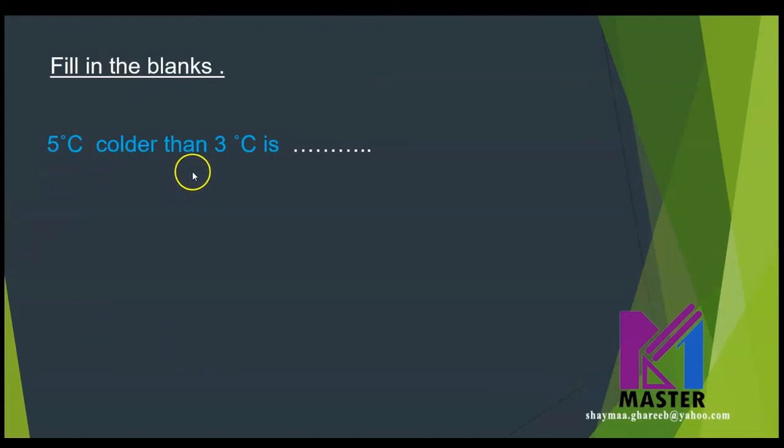5 degrees colder than 3 degrees is, so it means the temperature is 3 and we need to find another temperature that is 5 Celsius degrees colder, which means I'm going to count backward. So let's count backward. Before 3, 2, 1, 0, negative 1, then negative 2. So negative 2 is 5 Celsius degrees colder than 3.